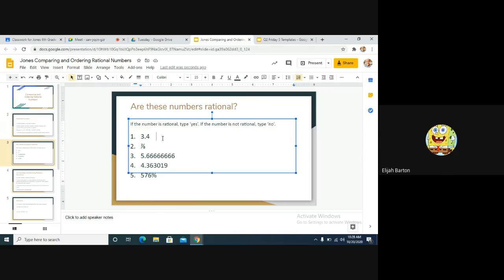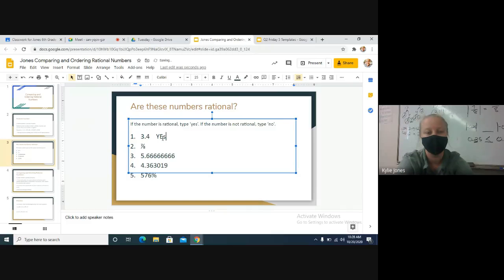It is. Why is it rational? Good, because it does not repeat. It's not a repeating decimal, so it is rational. Good, let's look at number 2. This one we have a fraction. Is it rational or not?